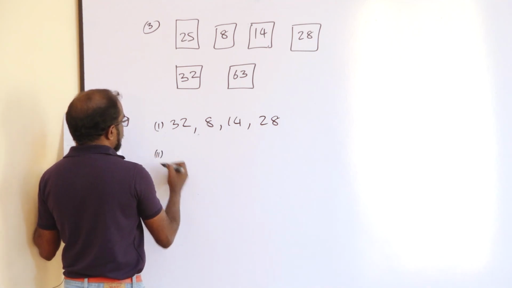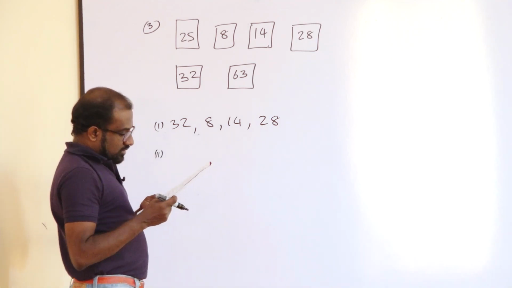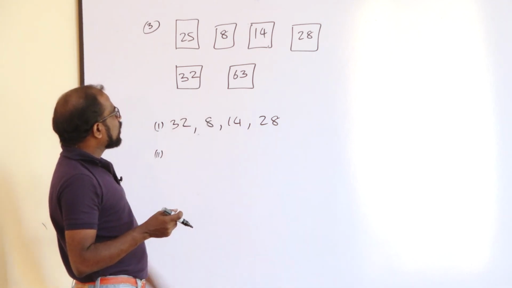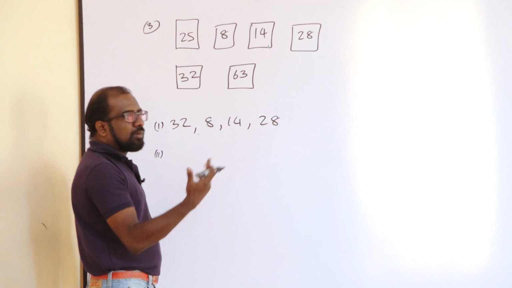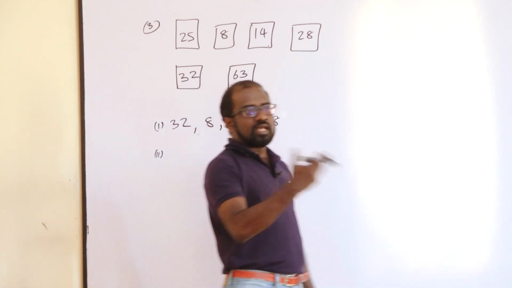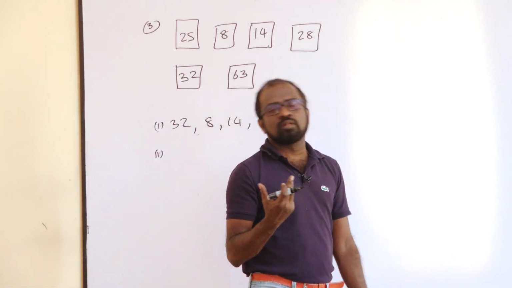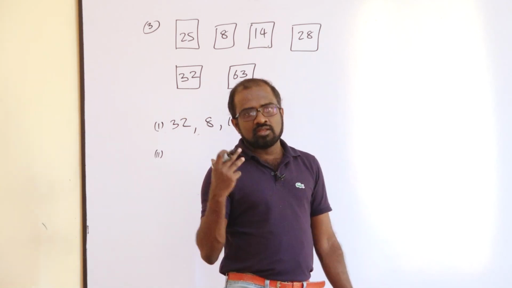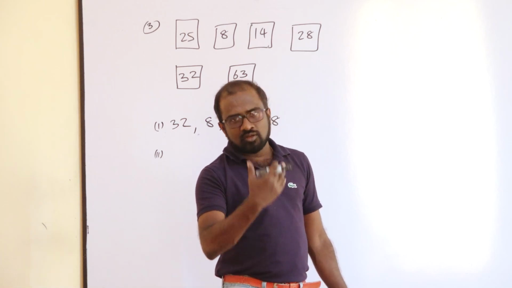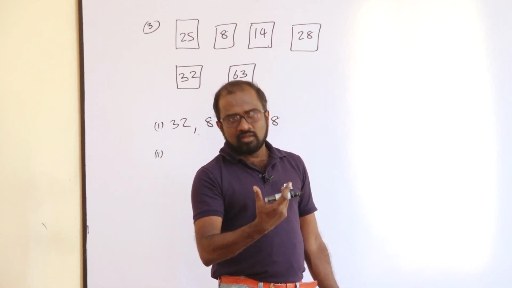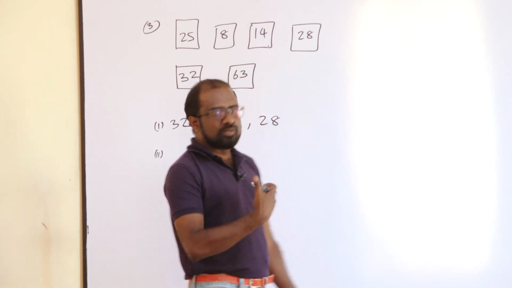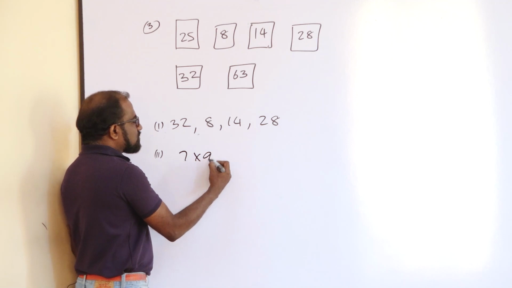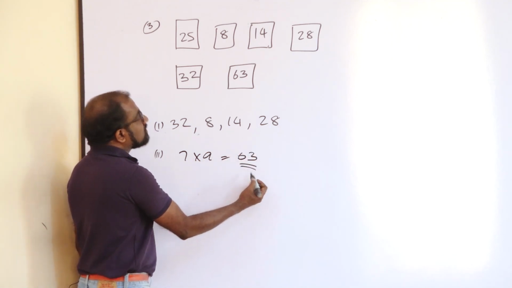Even numbers. Second one, the ninth multiple of 7. What is the ninth multiple of 7? 7 times 9. What are the multiples of 7? Numbers you can divide by 7 without remainders: 7, 14, 21, 28, 35. The ninth multiple of 7 is 7 times 9. What is the answer? 63.